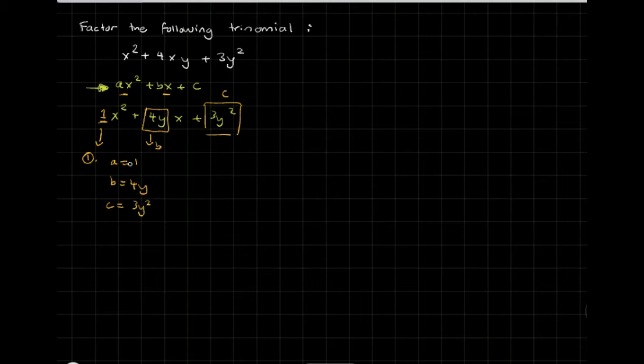And once you write down a, b, and c, you also want to write down ac. So ac is the product of a and c. You get 1 times 3y squared, which is 3y squared. Now in step 2, what you want to do is find two numbers that add to b and multiply to ac. Remember that these two numbers will be coefficients. Okay, so two numbers that add to b, which is 4y, and multiply to ac, which is 3y squared.